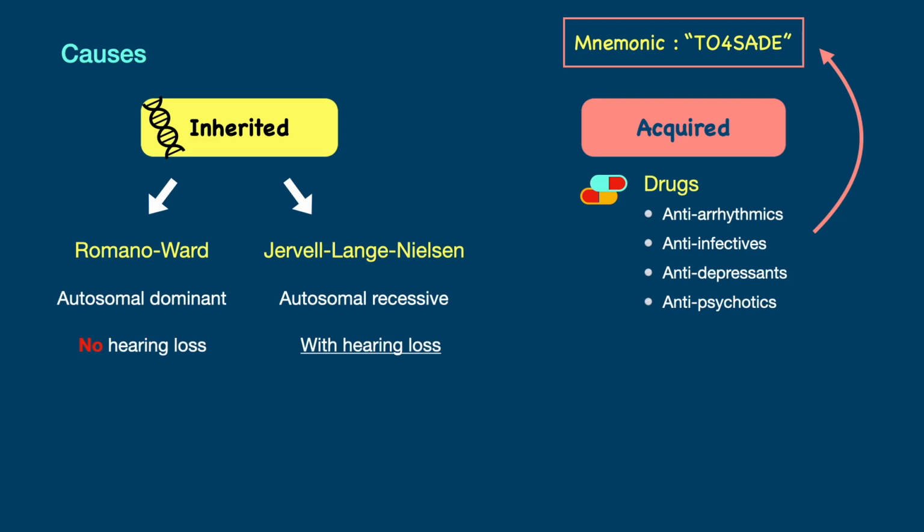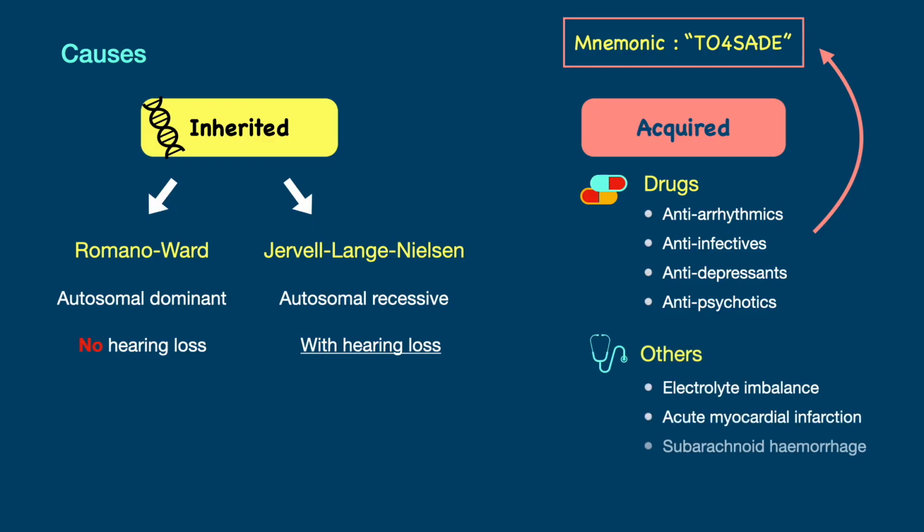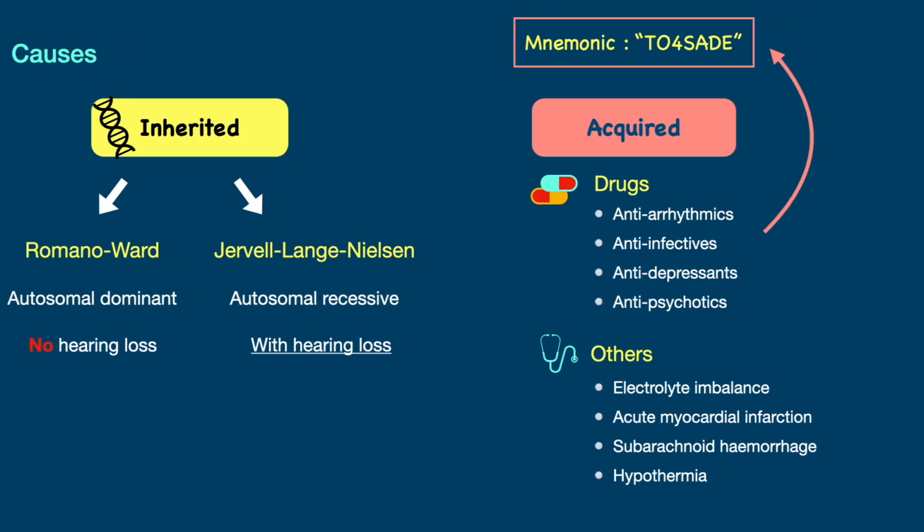macrolide antibiotics. Well, there are other causes of acquired prolonged QT syndrome, which include electrolyte imbalances such as hypocalcemia, hypokalemia, and hypomagnesemia. We have acute myocardial infarction, subarachnoid hemorrhage, hypothermia, and also myocarditis.